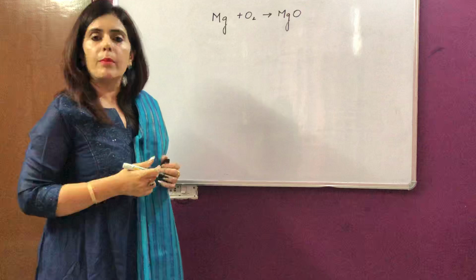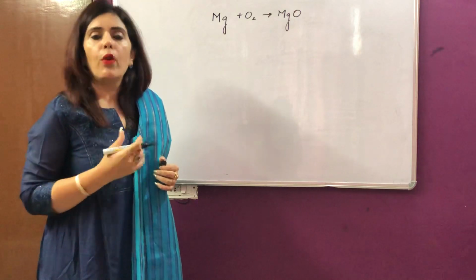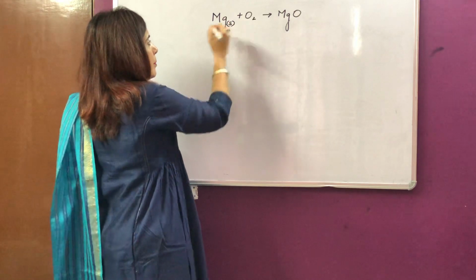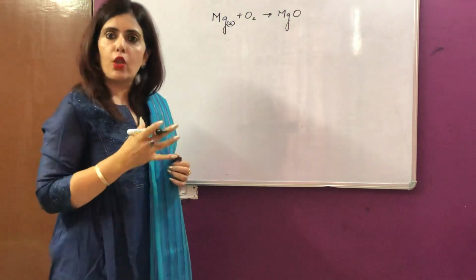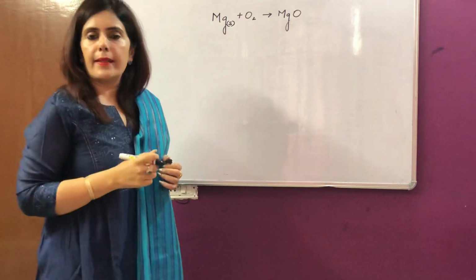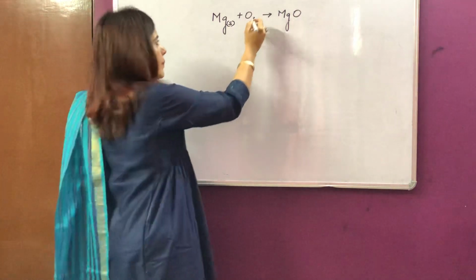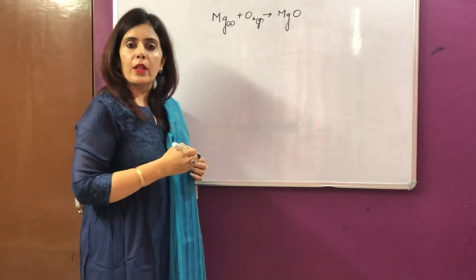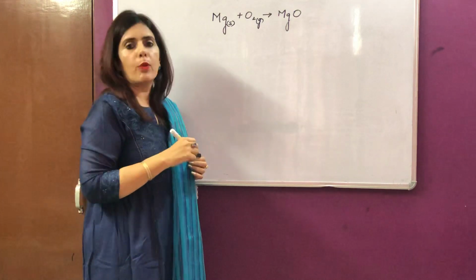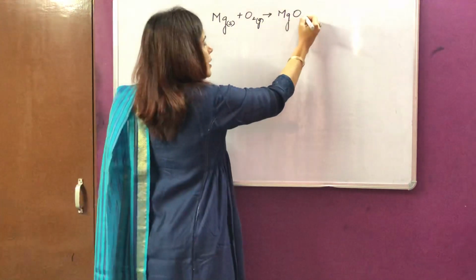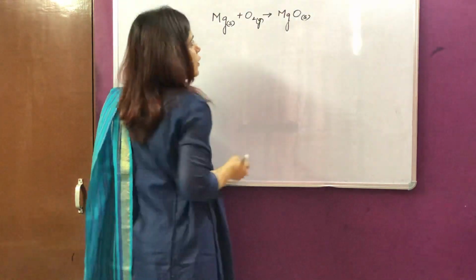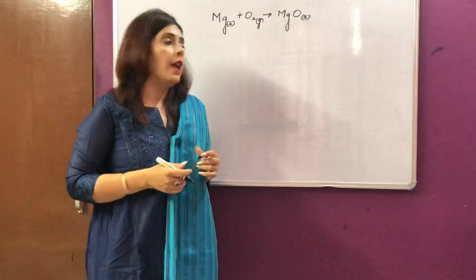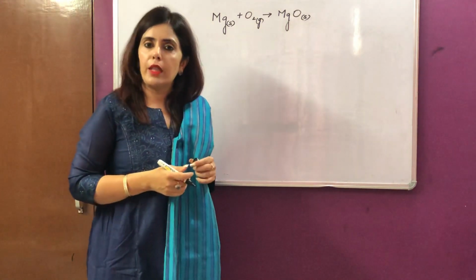How can we make this symbolic representation more informative? So the first thing is you write the states. For example, magnesium ribbon is solid, so you write a small s in the bracket. Next, oxygen at room temperature is gaseous, so we will write g in a small bracket. MgO is a white powder, so again, it's a solid. So this is how a chemical change is represented, and this is known as a chemical equation.